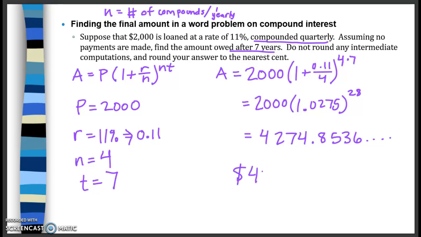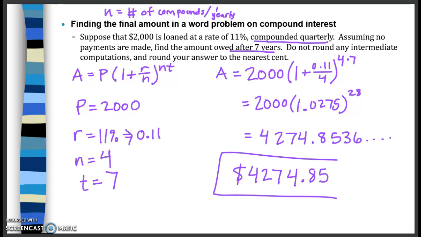So if we take out a loan for $2,000, and this loan has a rate of 11% and is compounded quarterly, after 7 years, we have more than doubled the amount that we owe back, if there are no payments made. That's quite a bit more. So this is why understanding compound interest is important.